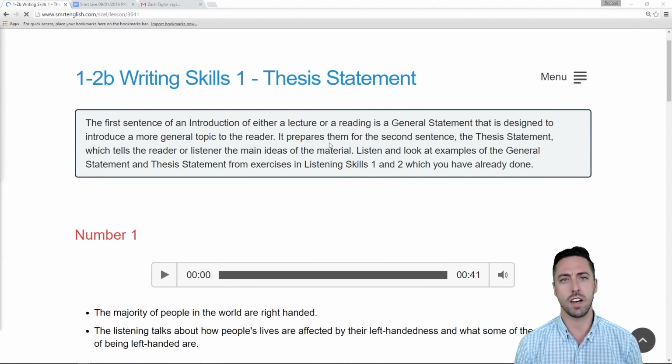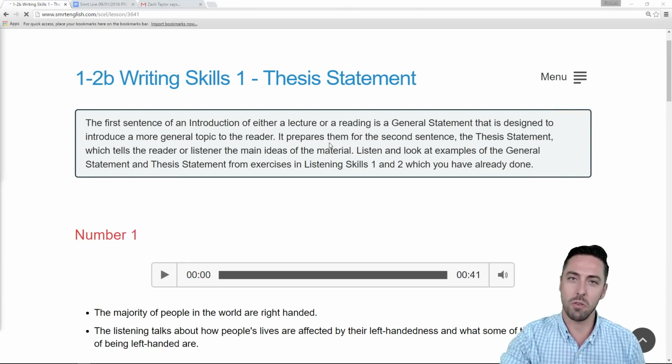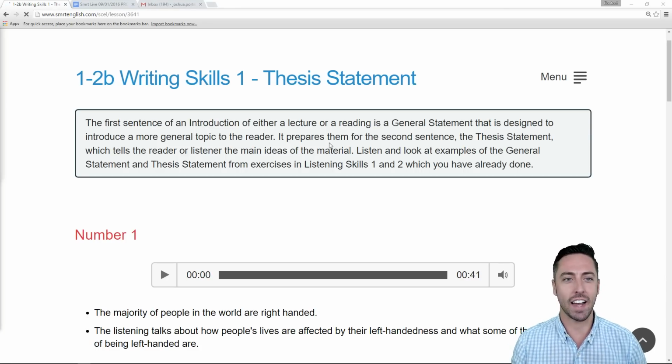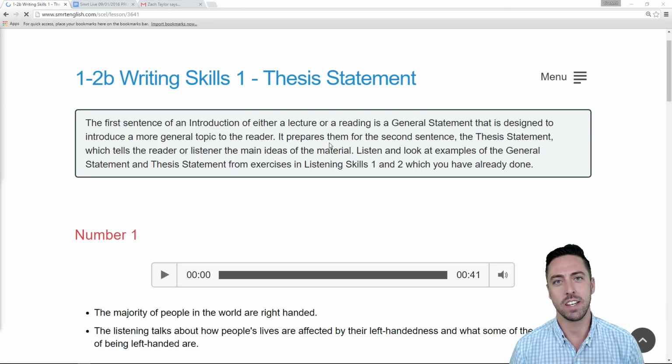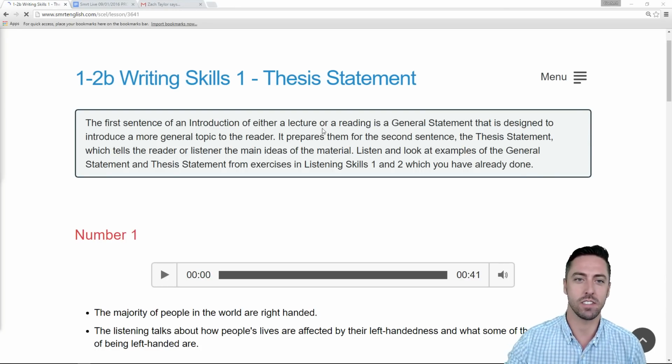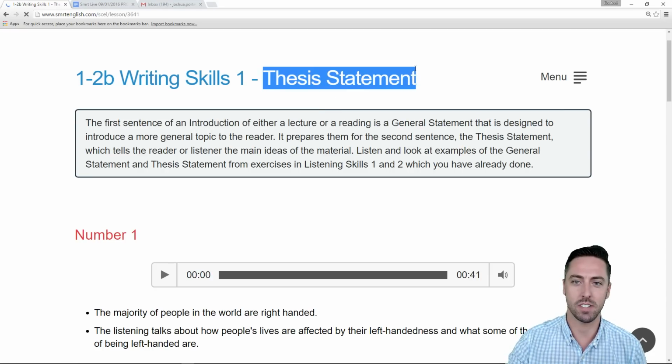Yesterday we talked about different types of sentences and how to create those sentences. But today I want to talk about what is the most important sentence of any academic essay. It's called the thesis statement. You see that right here, thesis statement.